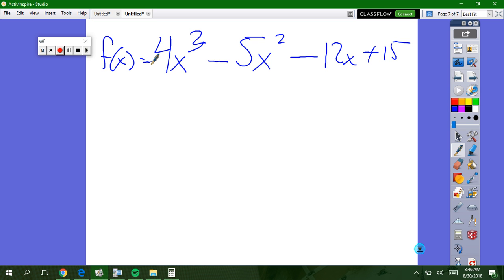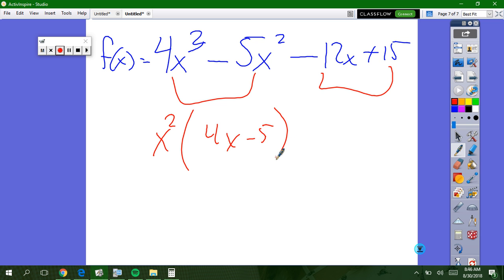Let's graph this one. How do I graph a four-term polynomial that is x cubed? The only way I know how to find the zeros right now is by factor by grouping. So we're going to group the front two, if you recall, and group the back two. What do the front guys have in common? X squared. What's left over? 4x minus 5. What do the back guys have in common?